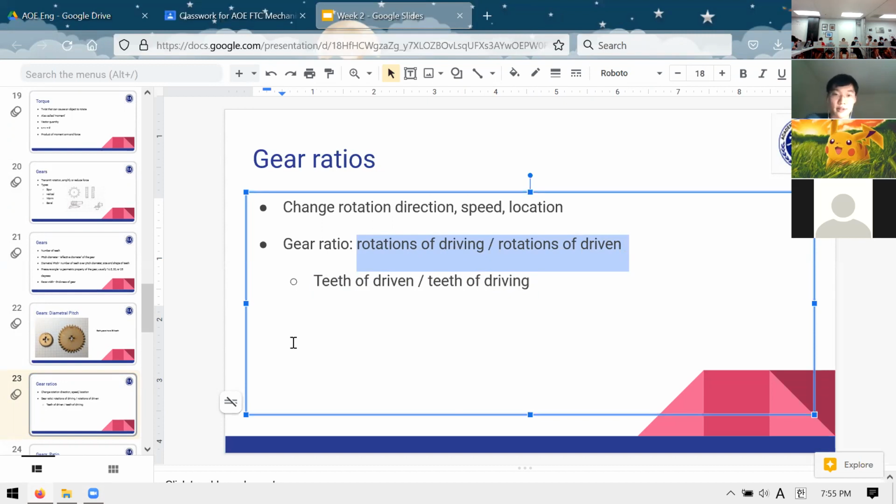Another way you can calculate this is using the number of teeth on the gear. You'll notice that it's the other way around for this ratio. If your driven gear has more teeth, you're going to need to turn your driving gear a greater number of times in order to turn that driven gear once.